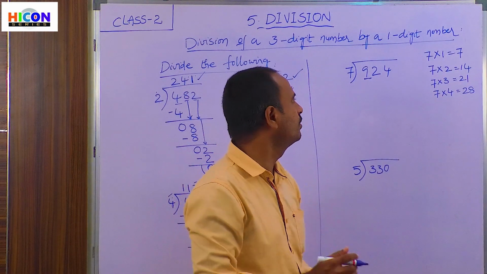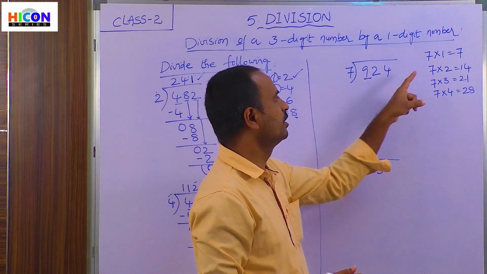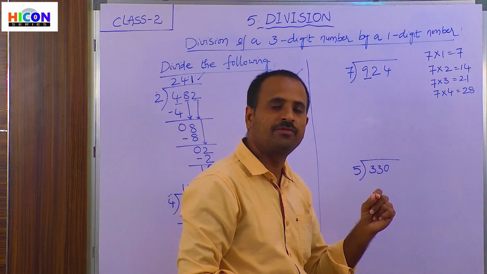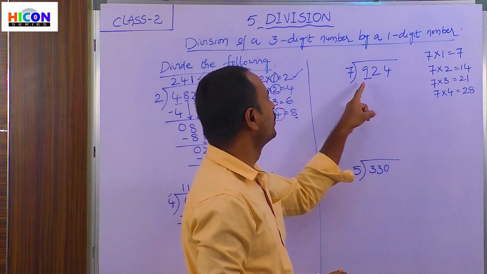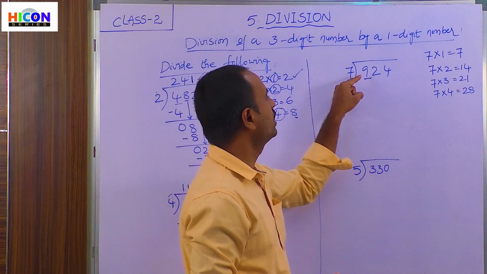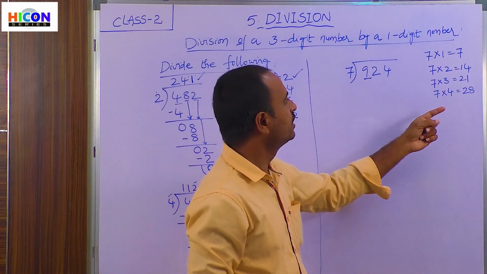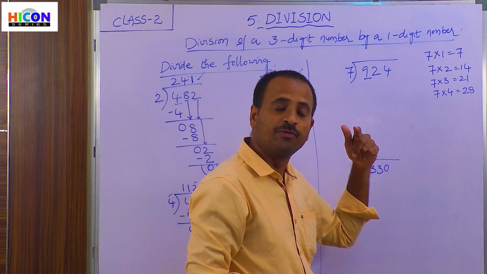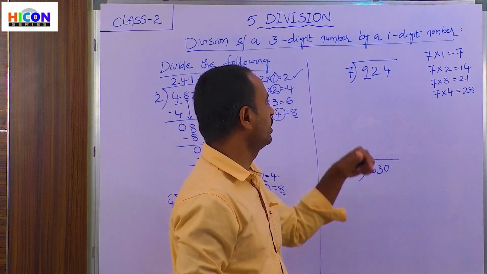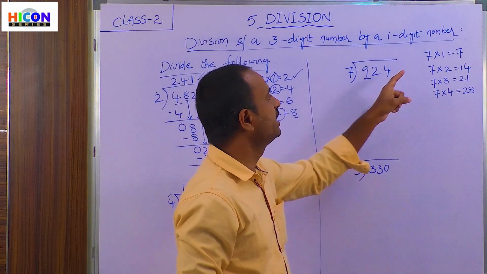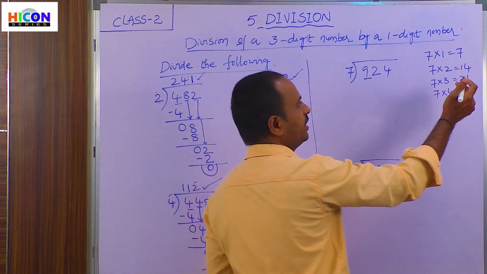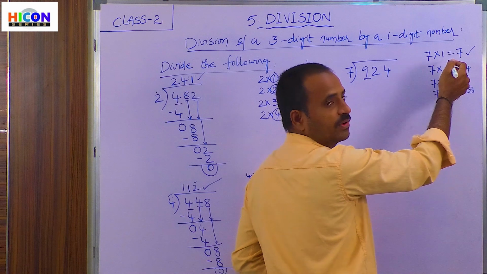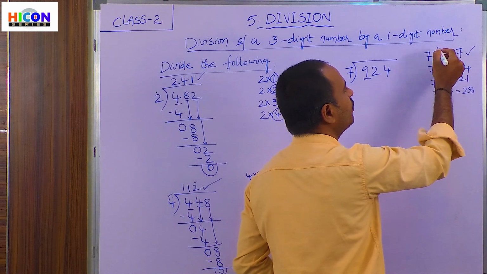Then what do we have to do? If the number is not in the table, we have to take the before number for that digit. What is the before number for 9? The before number for 9 is 8. There is also no 8 in the 7th table. And again take the before number for 8. What is the before number for 8? The before number for 8 is 7. Yes, there is the 7 in the 7th table. How many times do you have to take to get 7 in the 7th table? We have to take 1 time.